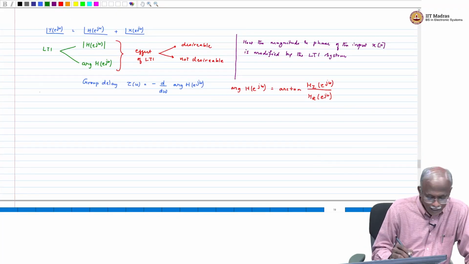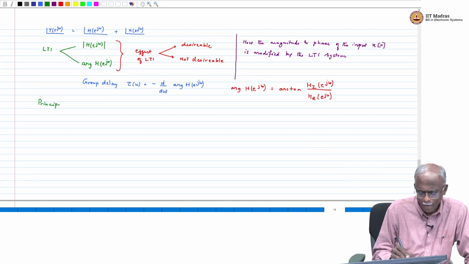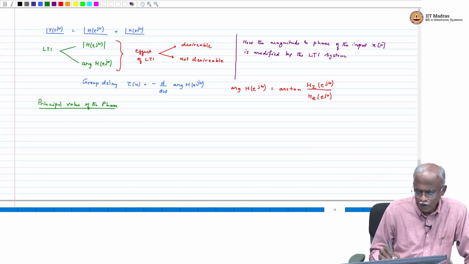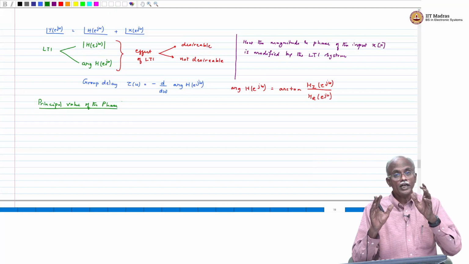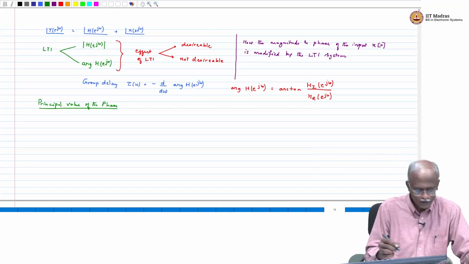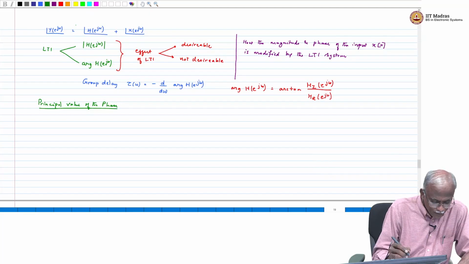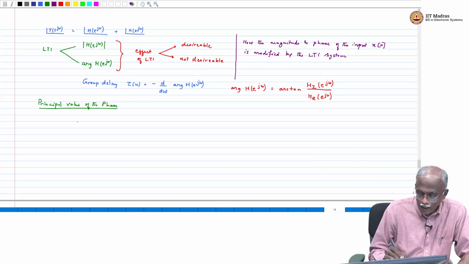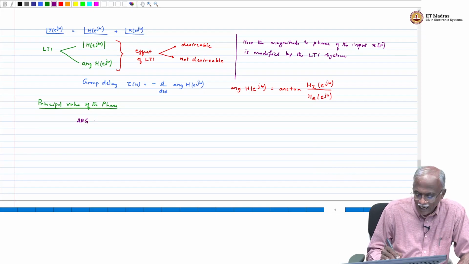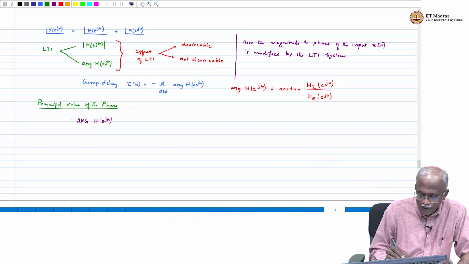So the first new result that I want you to learn is something known as the principal value of the phase. Principal value of the phase. Okay, if you ask a program like MATLAB or Octave to compute the phase response, what it will give you is an argument. I'm going to write it in uppercase ARG, not lowercase arg, ARG of H(e^{jω}), which will always lie in the range minus pi to pi.